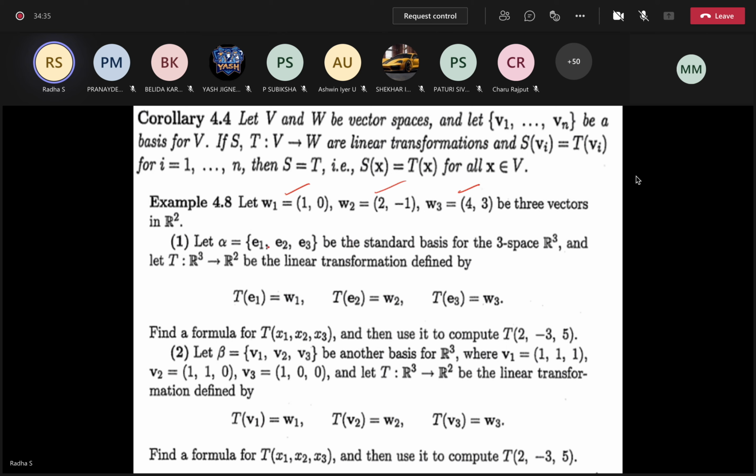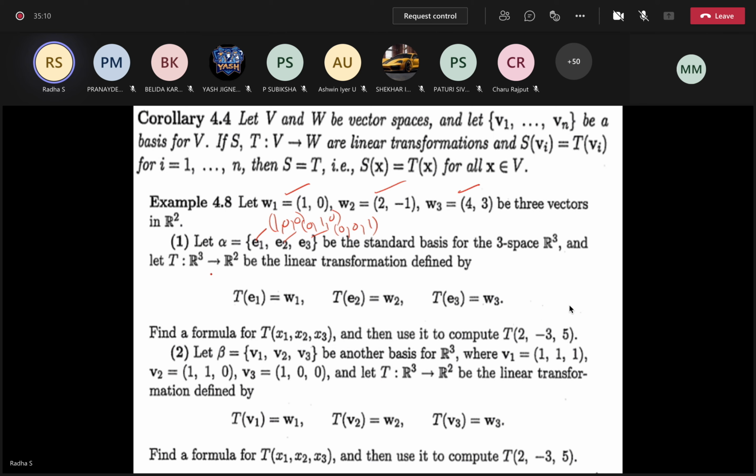The first question is: alpha is the standard basis for R cube. So what is the standard basis for R cube? Anybody? 1 0 0, 0 1 0 and 0 0 1. That may be called E1, E2, E3. E1 is 1, 0, 0. E2 is 0, 1, 0. E3 is 0, 0, 1. Right?